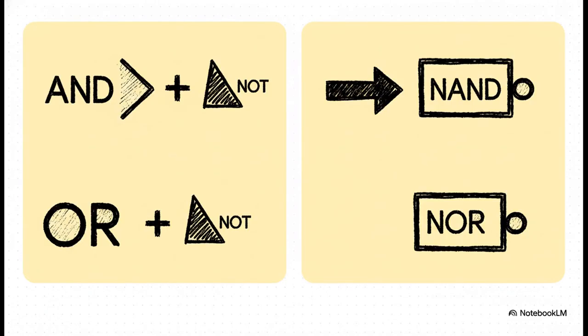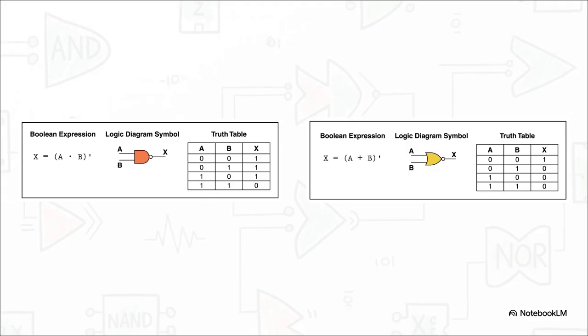So what happens when we combine our basic gates with that simple little NOT gate? Well, we get their opposites. A NAND gate is just a NOT AND. A NOR gate is a NOT OR. It really is that straightforward. And here's a great little visual trick for you. See that small circle at the tip of the NAND and NOR gate symbols? That's the universal sign for invert. It's like having a tiny NOT gate stuck right on the end, just flipping the final result.